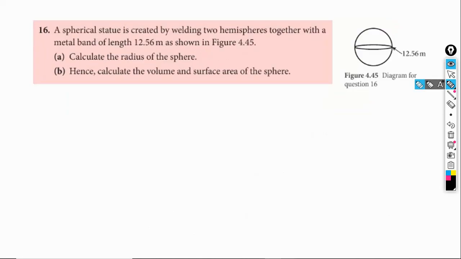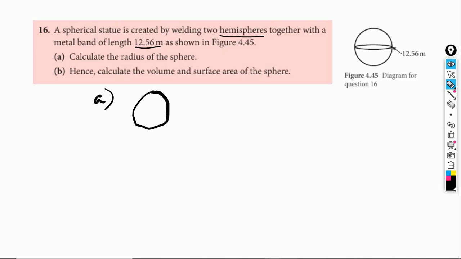Okay, so this is now question 16, and it says that a spherical statue is created by welding two hemispheres together with a metal band of length 12.56 meters as shown in the figure. A says calculate the radius of the sphere. Now, when you put two hemispheres together, that means two half spheres, right? So that metal band, if you think about it, is going to form a circle.